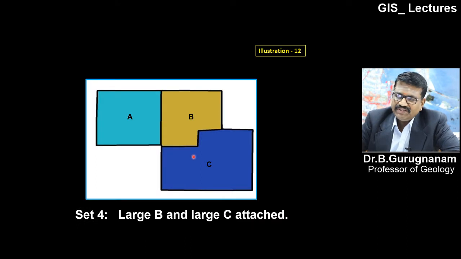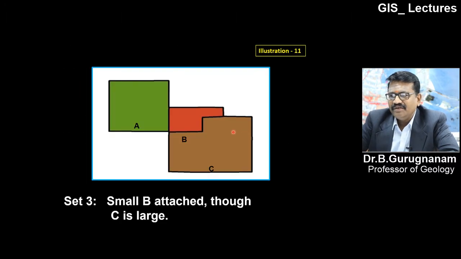And set 4 is the last. In set 4, you see there are two big polygons, large B and large C, fully covered and connected, attached completely. Of course, this is an external area. But here you see B is attached with C, but A is detached.